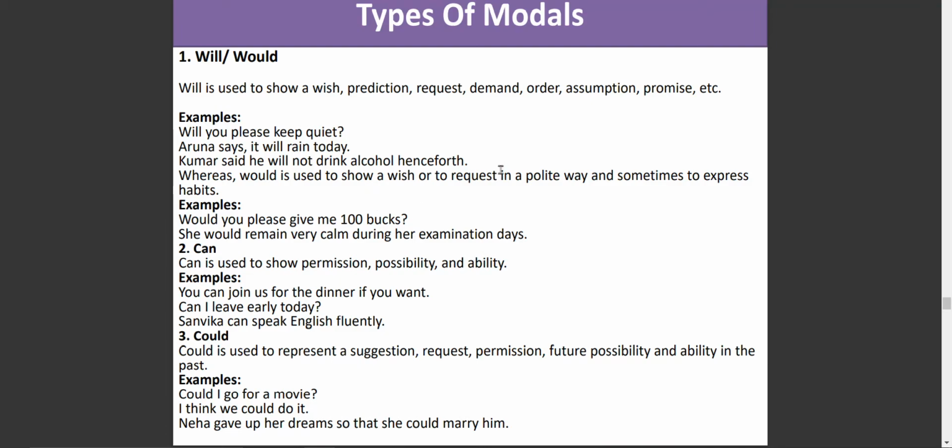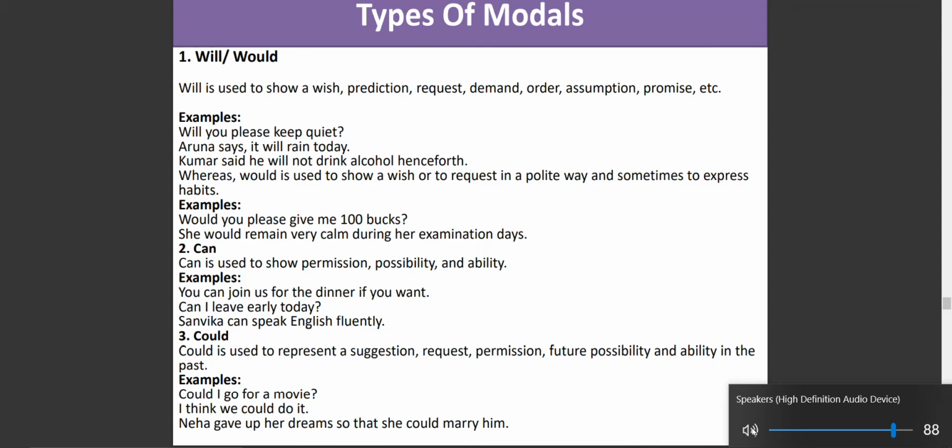Would is used to show a wish or to request in a polite way, and sometimes to express habits. Example: Would you please give me 100 bucks? She would remain very calm during her examination days.